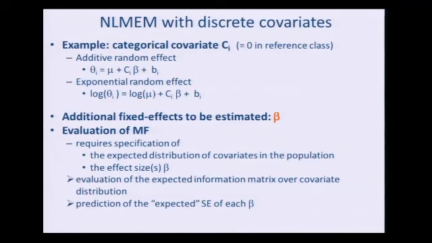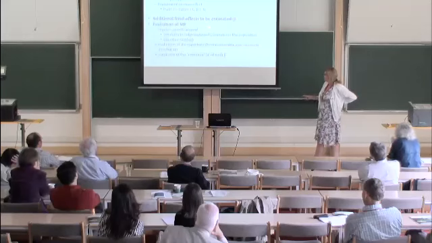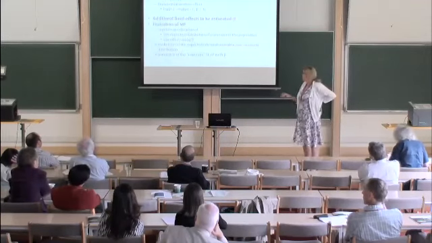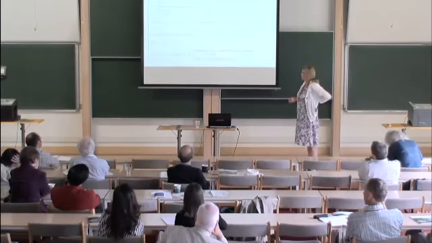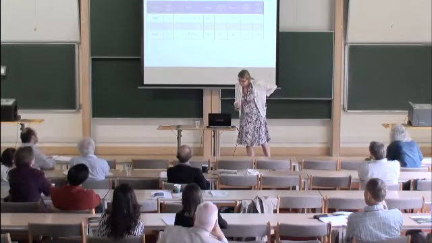I'm going to skip how we did it because of time, but we just added an effect of covariates, which are additional fixed effects, and we evaluated the expected Fisher matrix assuming the distribution. And we evaluated the power of the test. This is the kind of output you have. So let's go to the results.